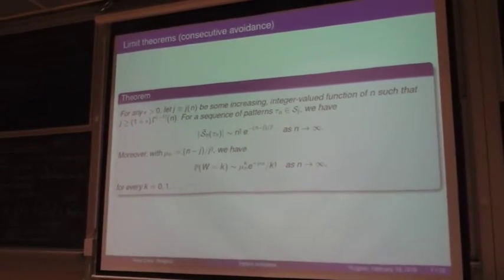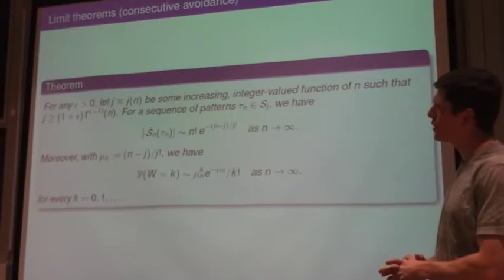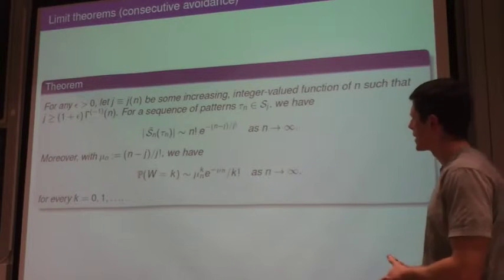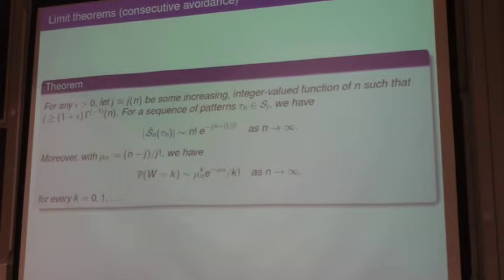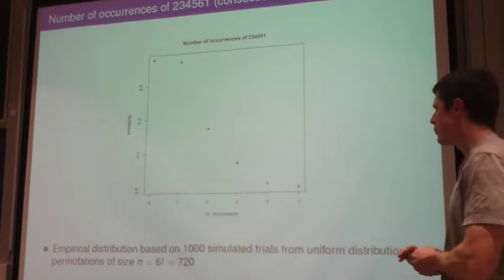And in the consecutive case, we need j to be so that j factorial is bigger than n. Okay, that's big enough to get the approximation. So just to illustrate, how good is this approximation? In the case of consecutive avoidance, and here I'm still talking about the uniform distribution.